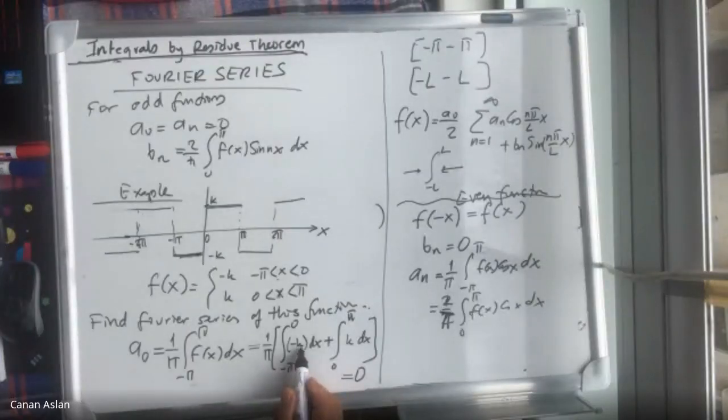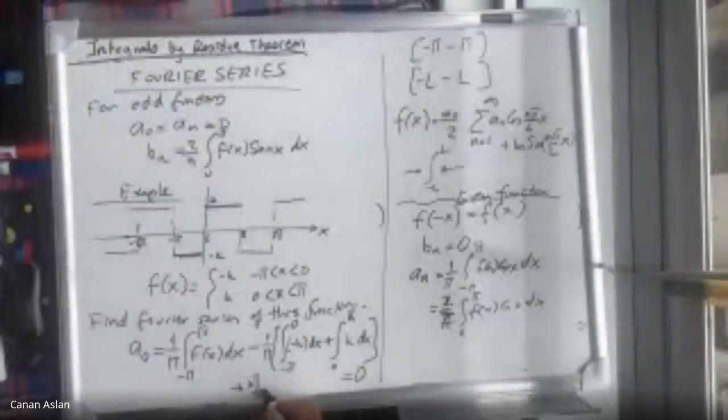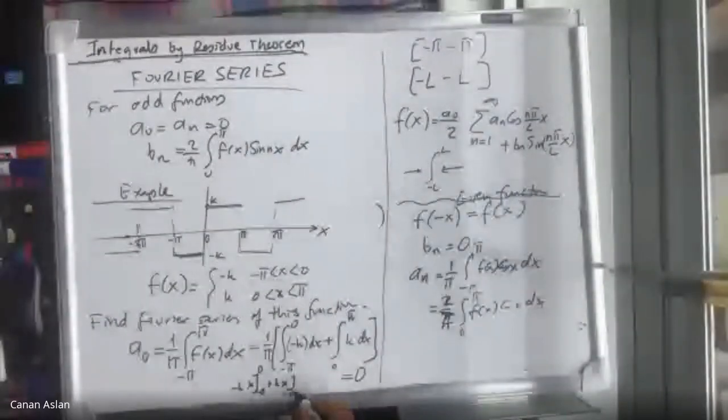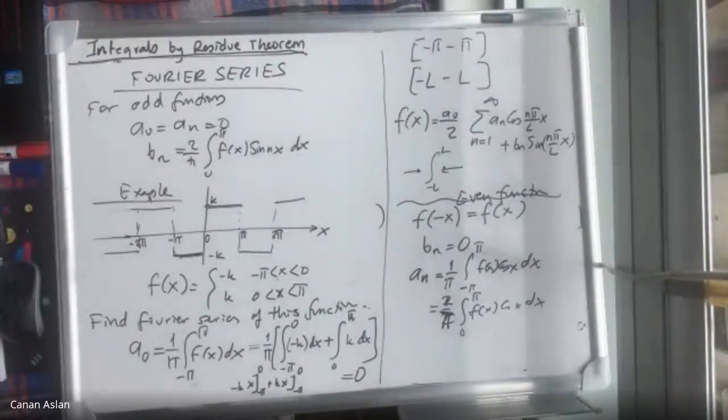This gives you 0 because this is minus k times x with the limit from minus pi to 0, and this one is kx from 0 to pi. So the upper limit is 0, but the lower limit gives you plus kx, but there is a minus sign, so this gives you minus kx, this term. But in this one, the lower limit is 0, but the upper limit gives you kx, and kx cancels that, and the result is 0. So a0 is 0.